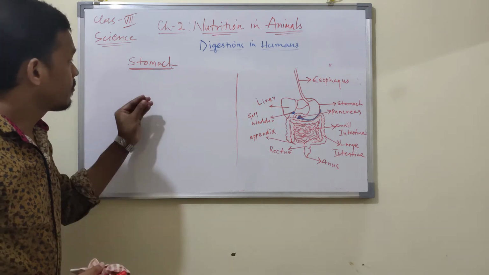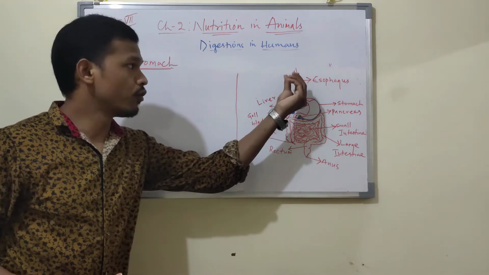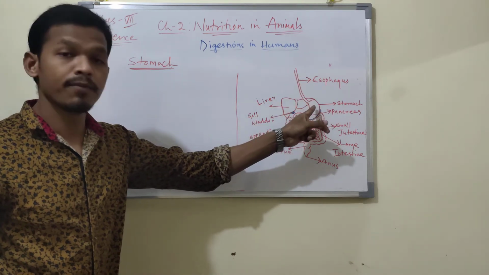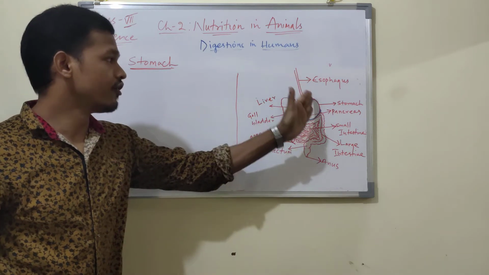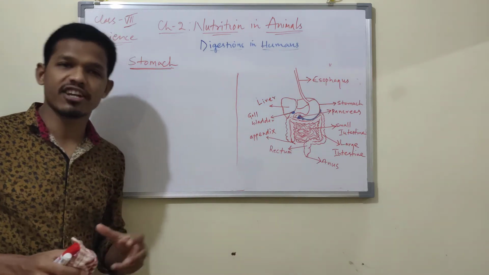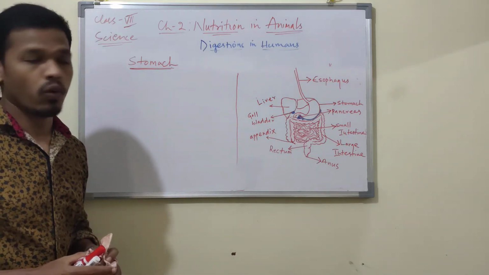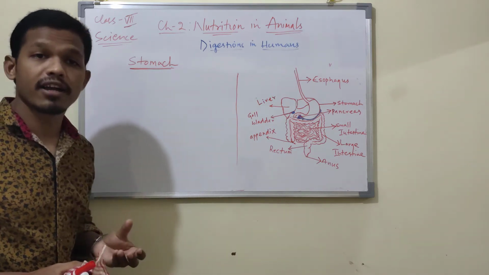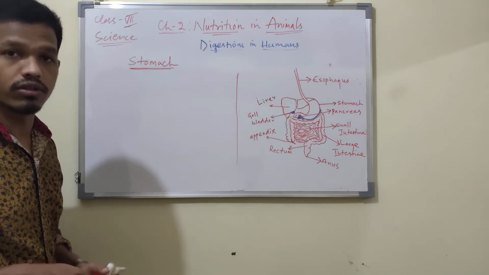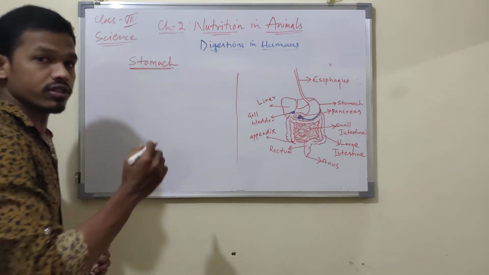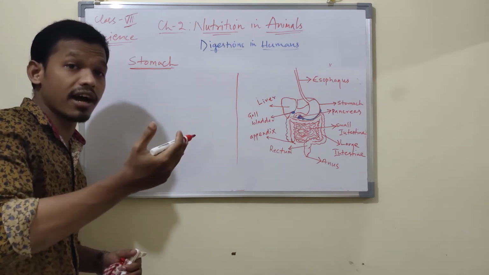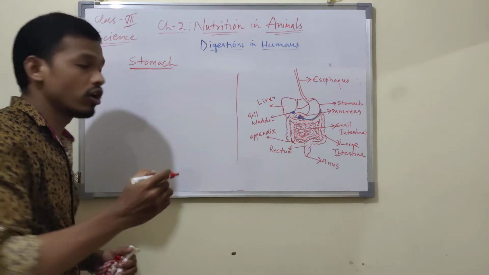After the food particles pass through the esophagus, they will reach the stomach. The stomach is a bag-like structure. The wall of the stomach is lined with a membrane called mucosa. Already I have told what mucosa is. The inner wall of the stomach is lined with a membrane called mucosa.